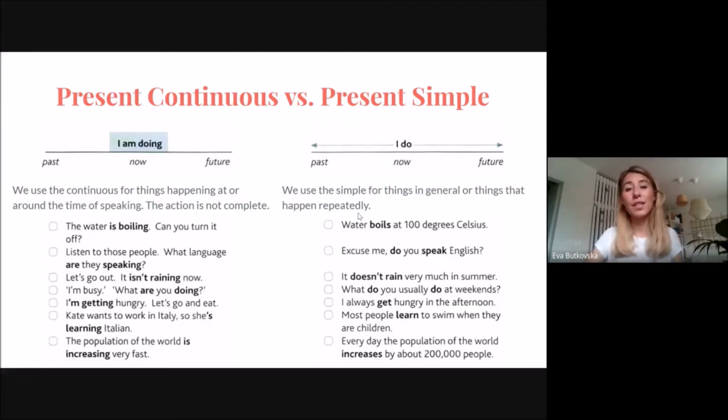And the last example sentence, the population of the world is increasing very fast. So it's happening over time. Therefore, I'm using present continuous. But to say, every day, the population of the world increases by about 200,000 people. It's a fact, and I'm using the phrase every day. Please, if you have any questions, go ahead and ask.